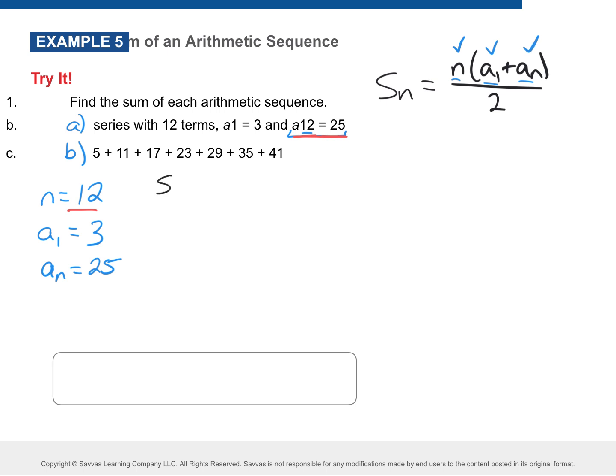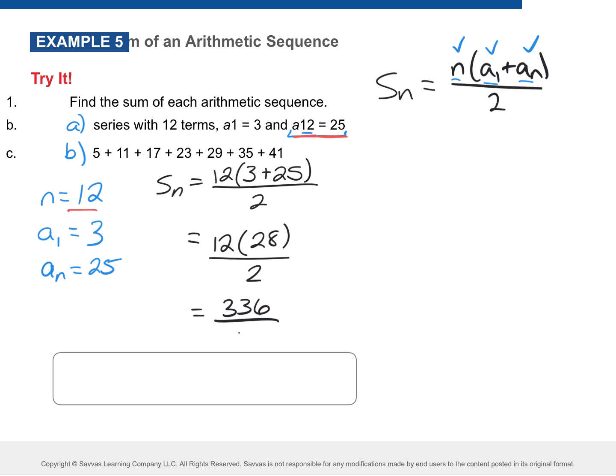So I have S of n equals n is 12 times a1, 3 plus 25, divided by 2. What's 3 plus 25? 28. 12 times 28 is 336. 336 divided by 2 is 168. So the sum of that sequence is 168. Notice we didn't know anything else about the sequence. We didn't know the difference or anything. As long as we have these three terms right here, we can find what the sum is.